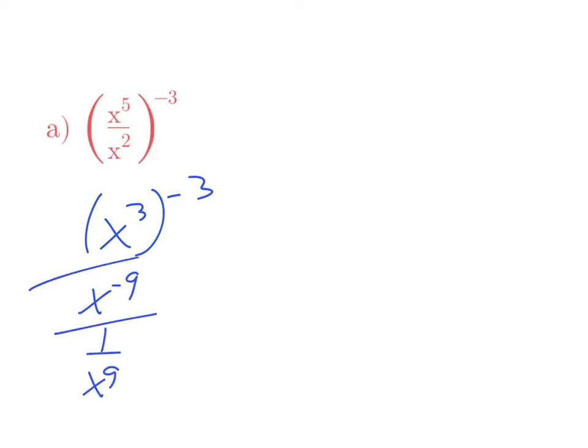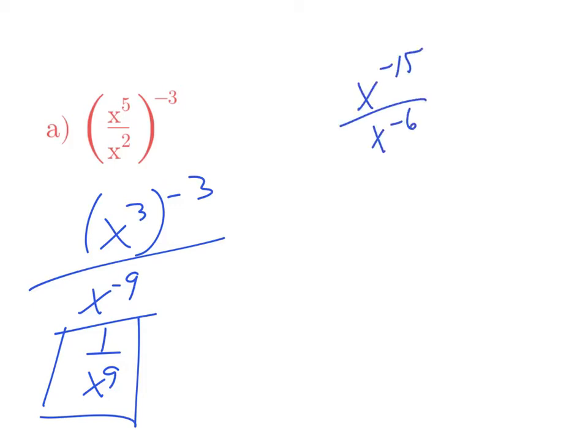Now, I realize that you could have come up with this answer in a different way, and maybe you did. If you did distribute first, so to speak, and went like this, and then you go negative 15 minus 6, you get negative 9. You still get that.